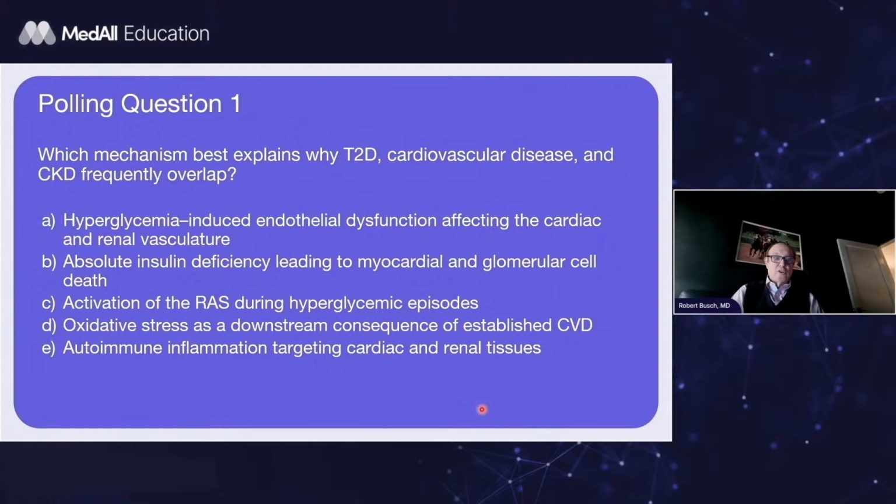So first polling question: which mechanism best explains why type 2 diabetes, cardiovascular disease, and chronic kidney disease overlap with each other? And you have these answers here, and I'll give you some time to answer.